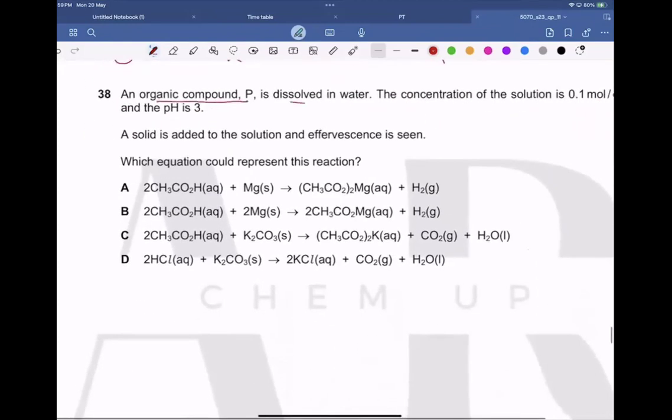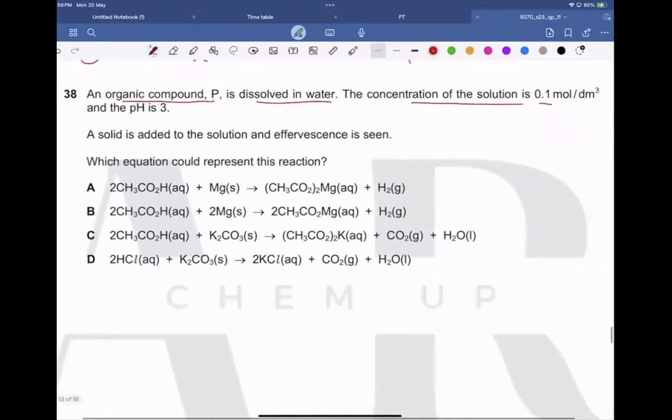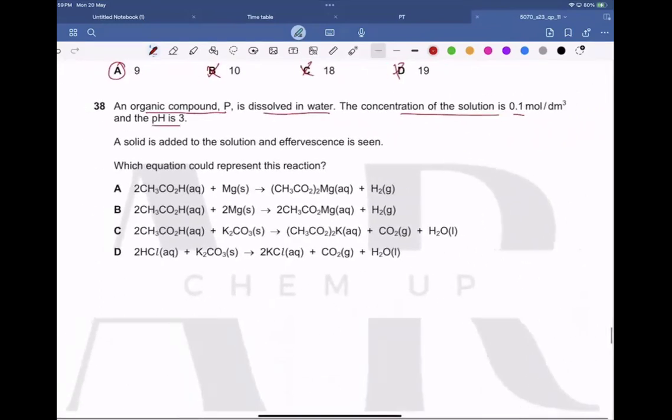An organic compound P is dissolved in water. The concentration of the solution is 0.1 mole per dm cube and the pH is 3. So it means it's a carboxylic acid, right? The solid is added to the solution and effervescence is seen. If you see over here, this formula is wrong. So B goes wrong. This formula is wrong because potassium is +1, so C goes wrong. Here, it's not organic, so D goes wrong. So A is the correct answer.